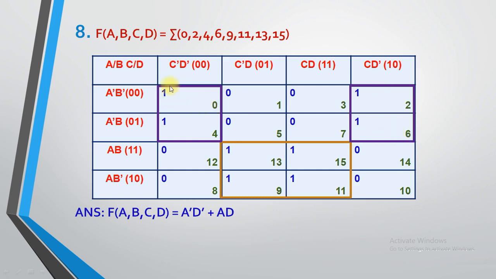So for that, instead of making a pair, you need to make a quad. That means instead of creating two groups, you need to create only one group of 4: 0, 2, 4 and 6. And the second group is 9, 11, 13 and 15. So this is a group of 4 again. So there are two groups we have formed which contain 4 elements.